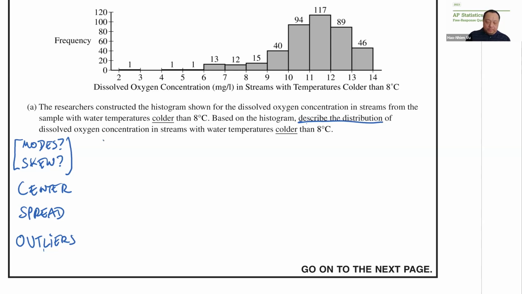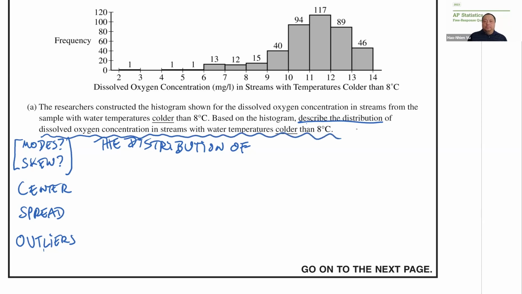Describe the distribution. The distribution of, and then we need context. Context is a big deal in AP statistics. So all of this context, put it all in your answer if you can, or if you're tired of doing that, do some sort of abbreviation. I'll just put the whole thing in.